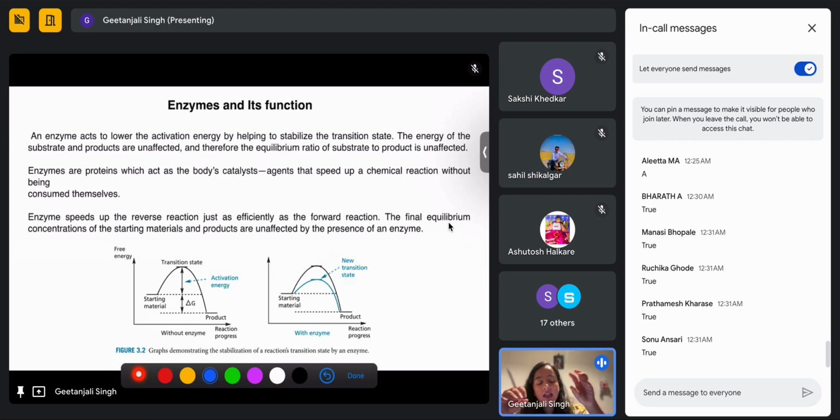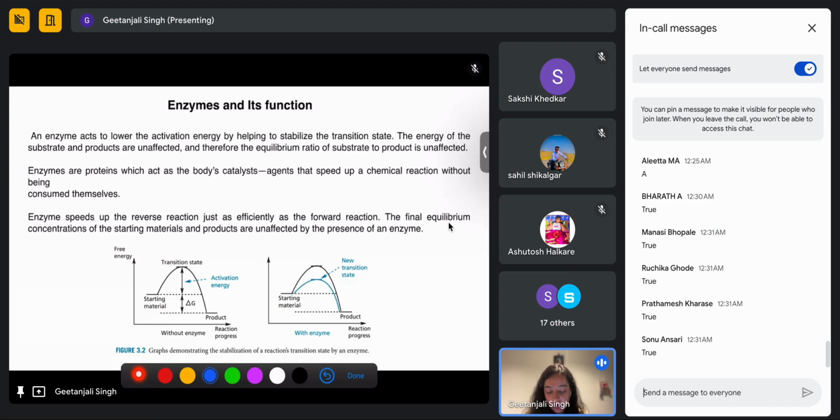What it does is it stabilizes the transition state, which here would be the enzyme-substrate complex that they form. And once that is stabilized, the activation energy lowers. That is the main reason why the formation of this new transition state is so low in energy, and hence it's easier for the enzyme to increase its turnover and hence catalyze the reaction.